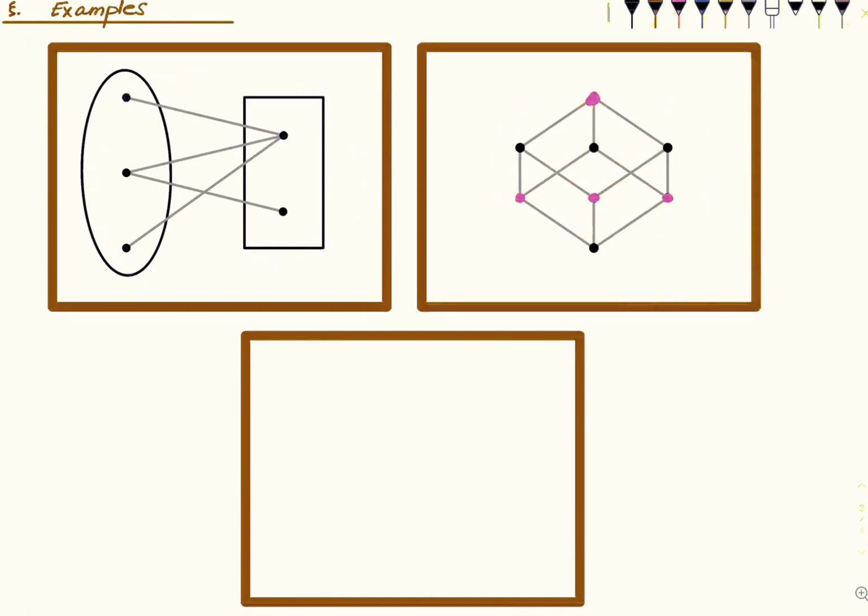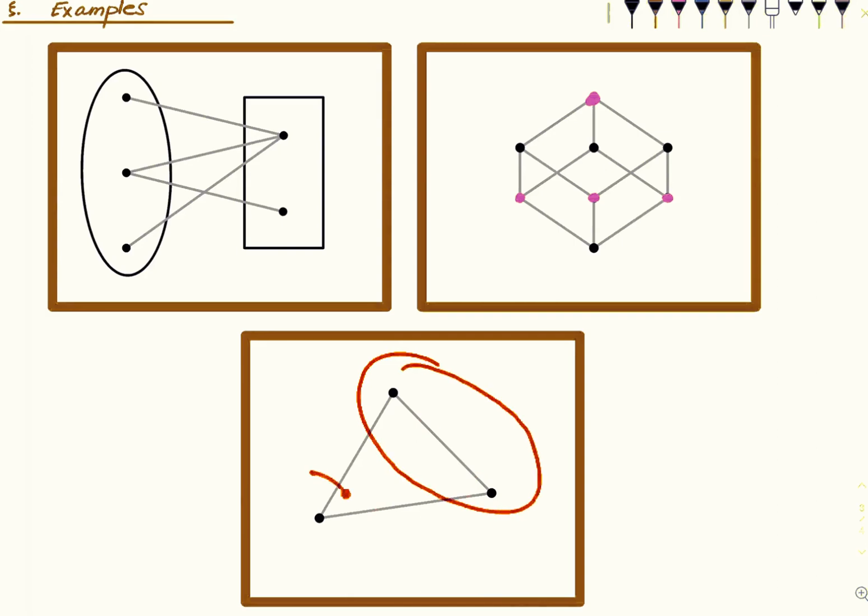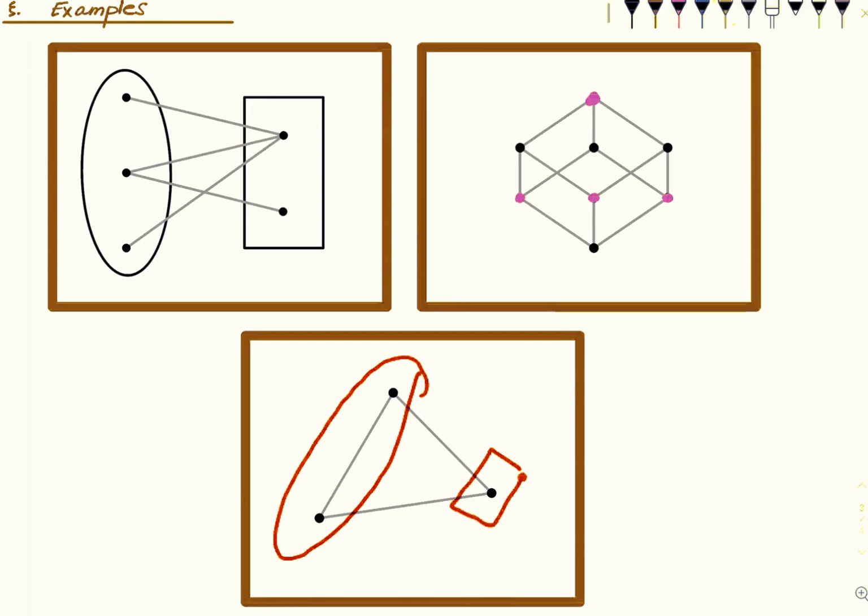Now lastly, here is a graph that is not bipartite. You can just try all the partitions. This could be one attempt, and all the other attempts are going to look very similar because of the symmetry of the situation. But suppose you make this attempt, so this is one part and this is the other part, then within this part there is already an edge. So this is not a bipartition, and similarly any other attempt will not be a bipartition. So these are some examples of bipartite graphs.